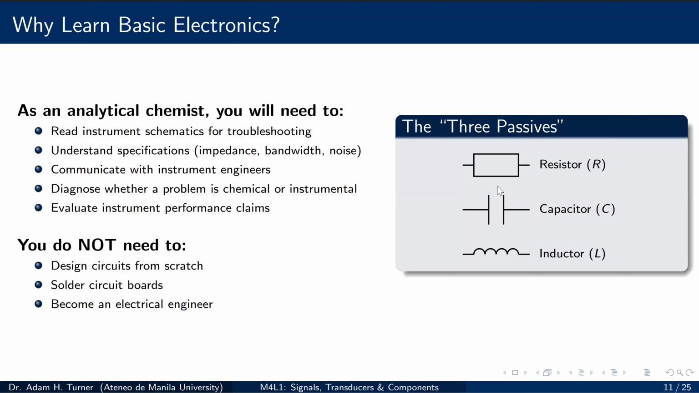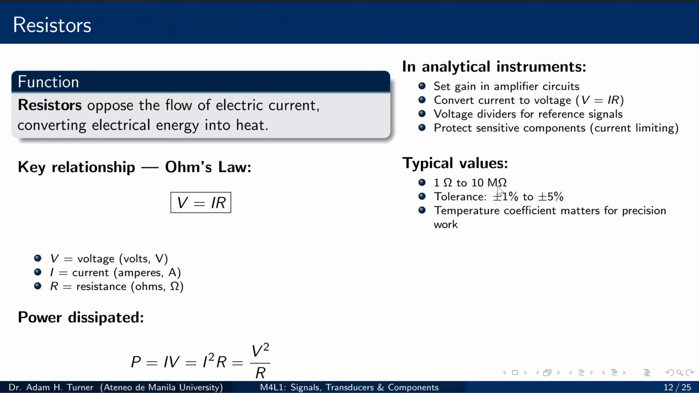On the right, you'll see the 3 passive components: the resistor, the capacitor, and the inductor. These are the building blocks of every analog circuit inside every instrument, and we'll have a look at them one at a time. So resistors oppose current flow. That's all they do. They're pretty simple. They convert electrical energy into heat, which is why they're used to limit current and divide voltage. The fundamental relationship is what is called Ohm's law, where V equals I times R.